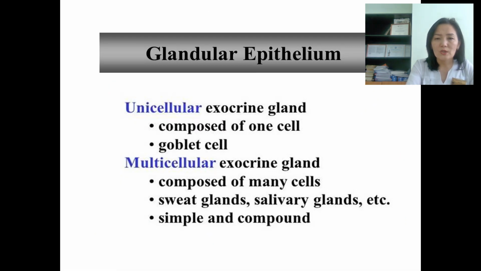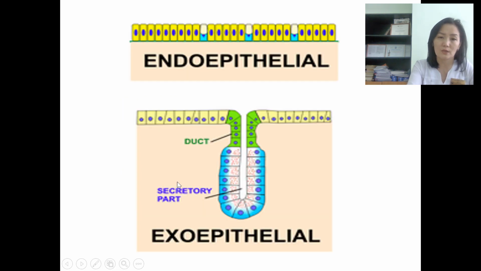Next classification of exocrine glands. Exocrine glands can be unicellular, meaning they consist of only one cell. For example, the goblet cell is also an exocrine gland, but consists of one cell. That's why you can see a unicellular gland. Also, exocrine glands can be multicellular, composed of many cells. For example, sweat glands and salivary glands. Also, there are many types of simple and compound glands, usually multicellular glands.